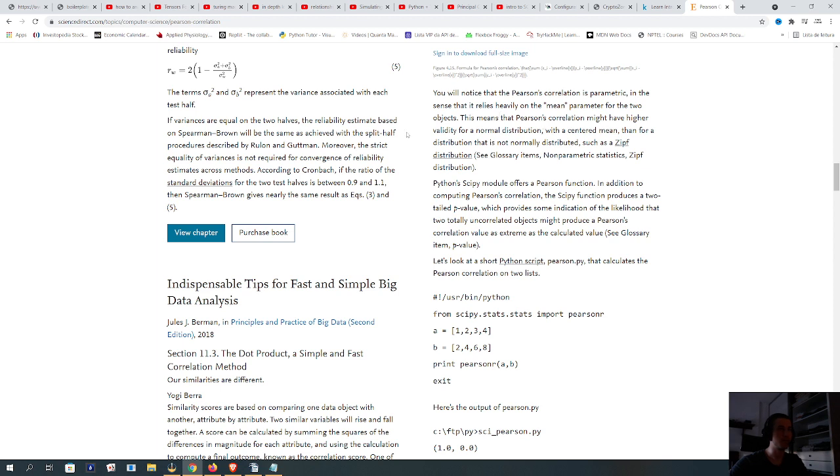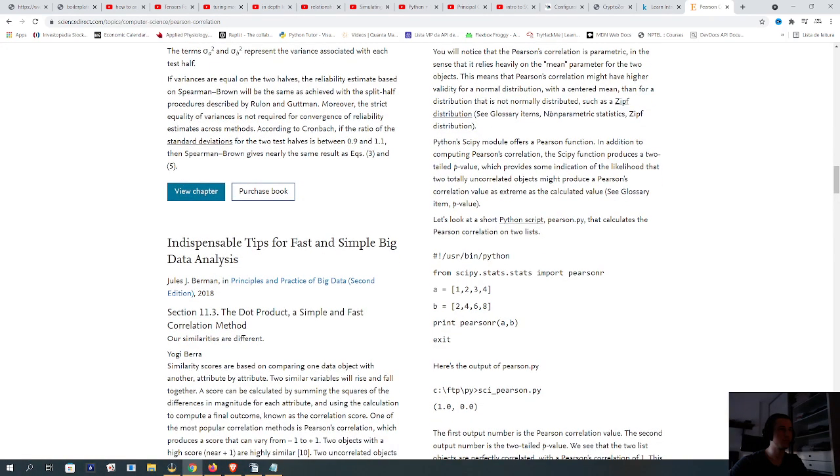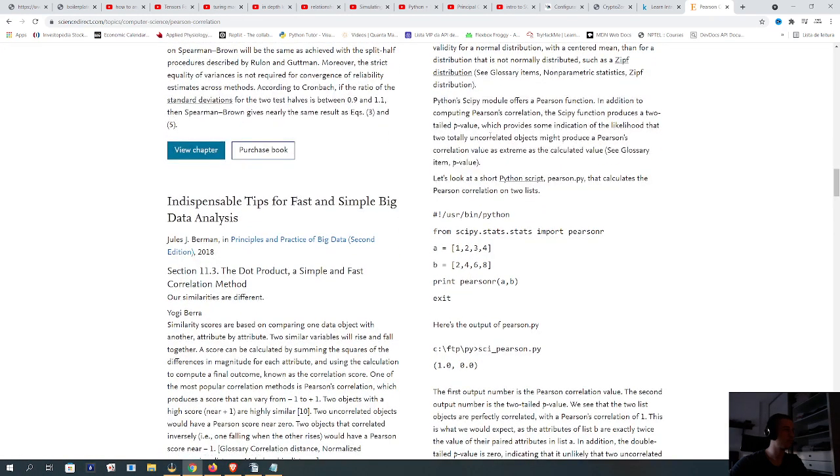Pearson's correlation might have higher validity for a normal distribution of center mean than for a distribution that is normally distributed. Calculus is just about summing small pieces together, integration and finding ratio of small parts.